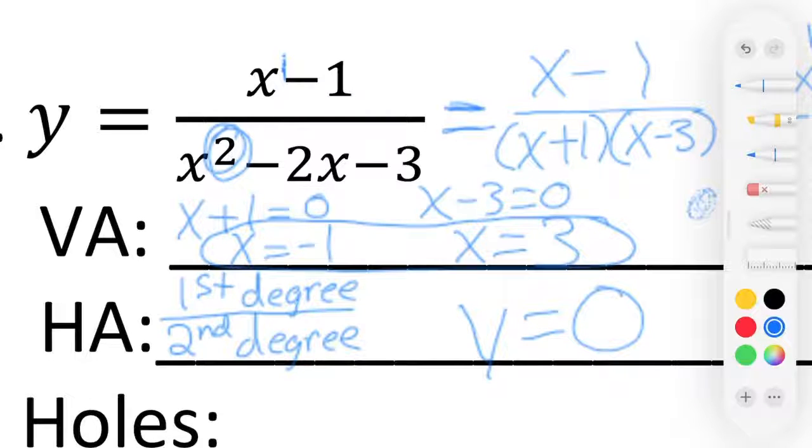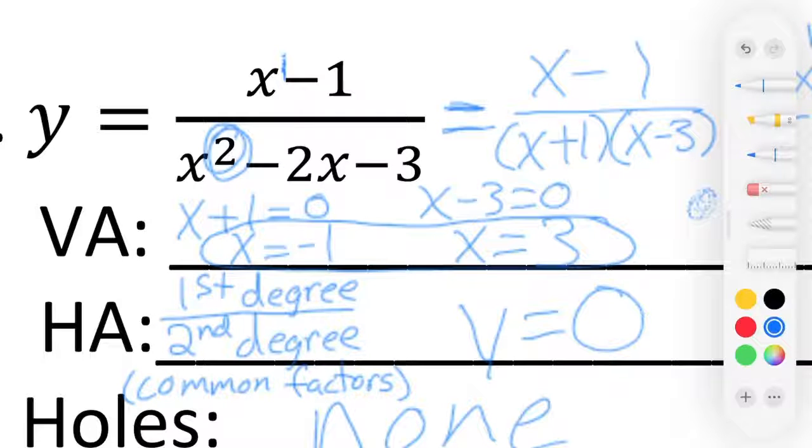Your holes is dependent on your common factors. So if there is no common factors, there are no holes. So I would put none.